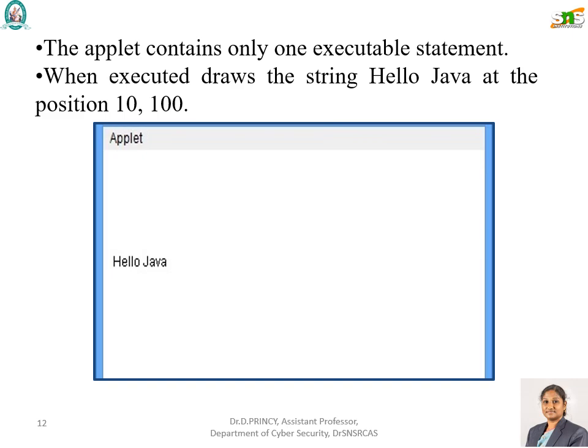So this will be the output. At 100 pixels horizontally along x and 100 pixels vertically, the string Hello Java will be displayed as an output.